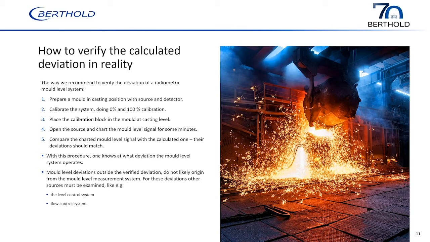Then you also have the flow control system, where you can have clogging, which will affect your mold level signal. Then you also have the possibility of having mechanical issues in the strand withdrawal system. One example is bulging.